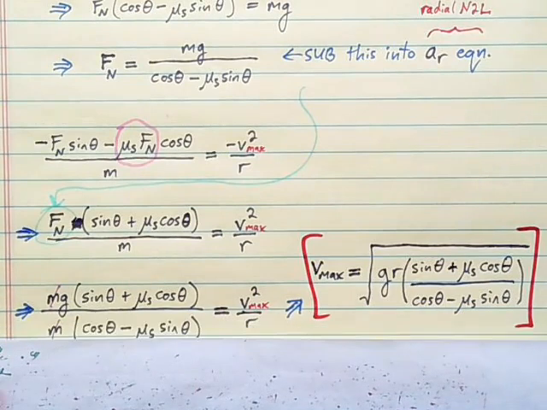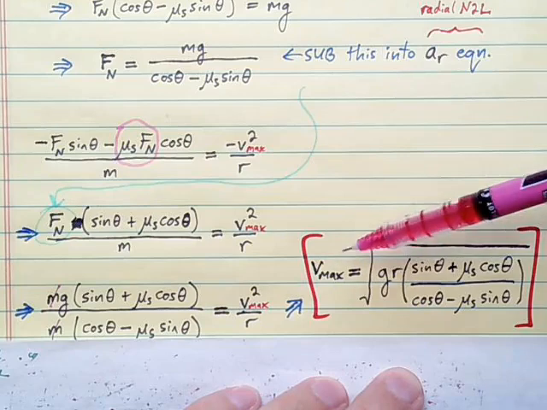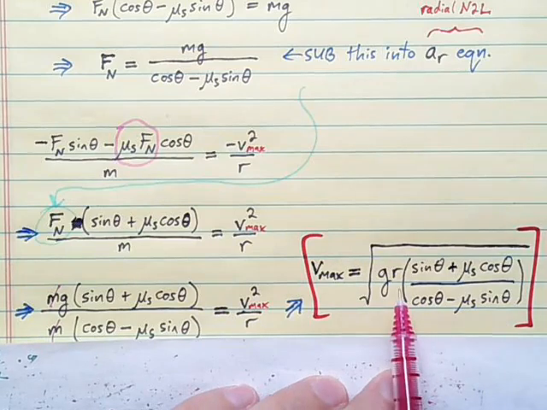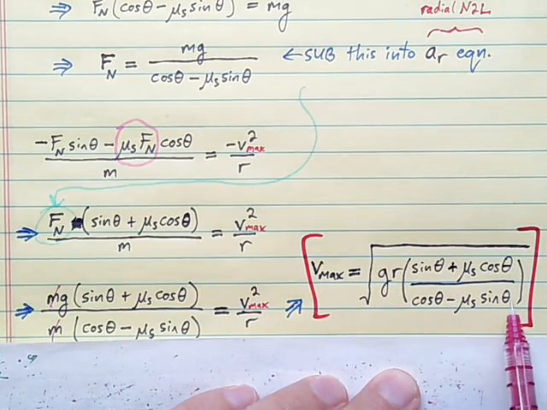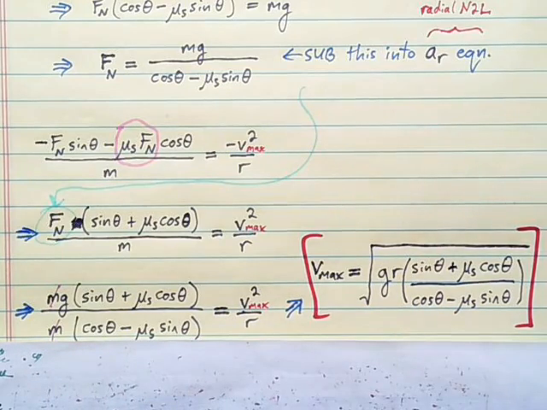It's not a pretty expression, but we do have an expression for the maximum speed at which you can take a ramp of radius of curvature r, inclined at angle theta, if the coefficient of static friction between your tires and the surface is mu s. So plug in your values and you can solve for that max speed here.